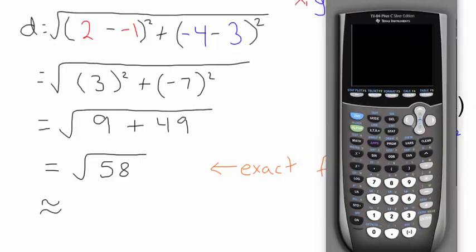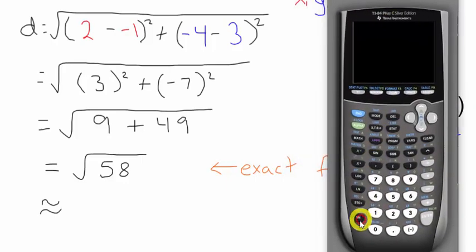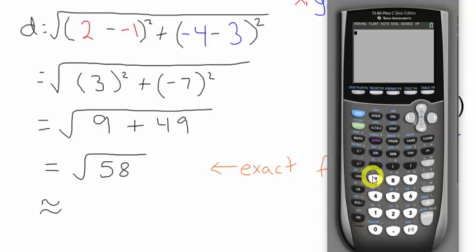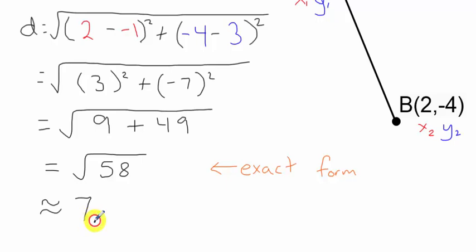So here is my calculator. The square root button can be found near the 7 key. It's in blue. And so I will press the blue second button and then that button next to the 7, and you'll see the square root symbol. And now I can fill in the 58, hit enter, and it gives me a decimal approximation of 7 point, I'm rounding to the hundredth, so 7.62. Now that right there is the length of the segment.